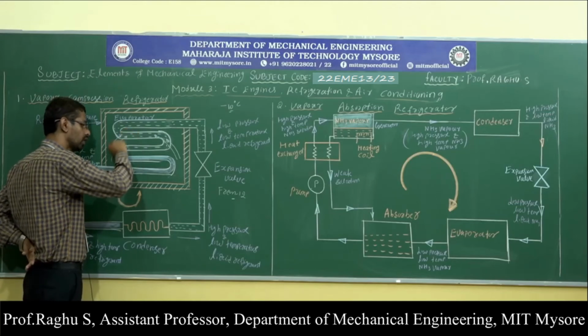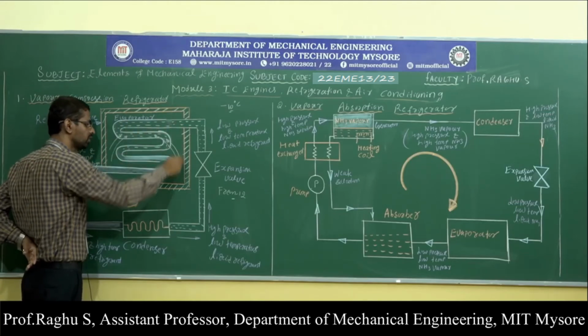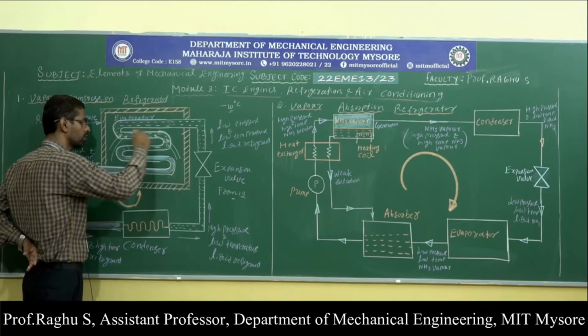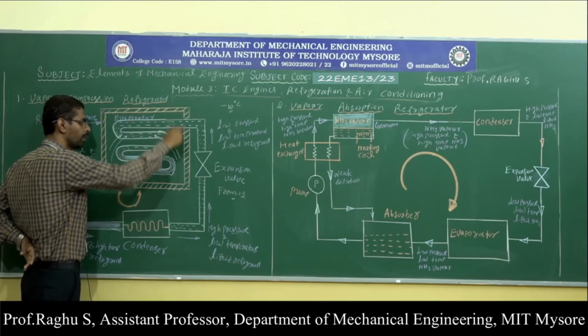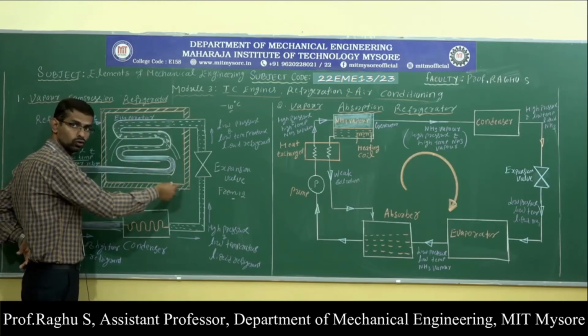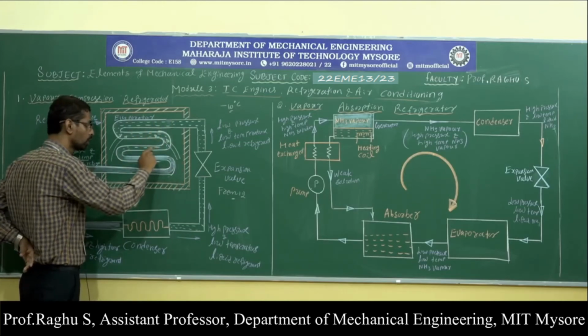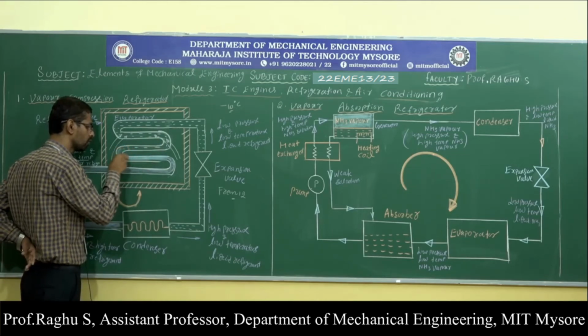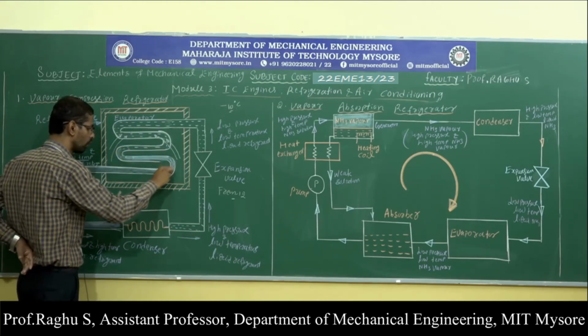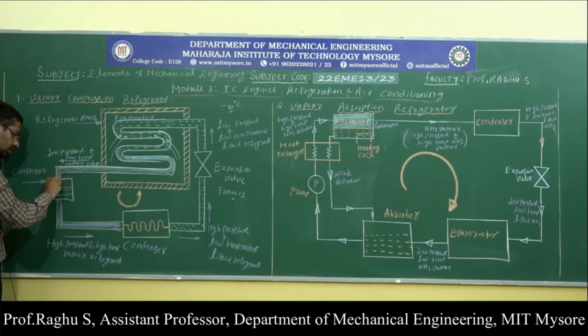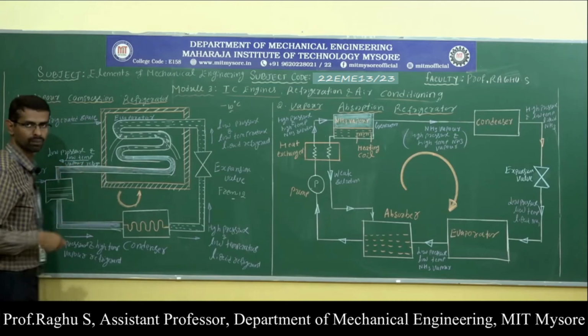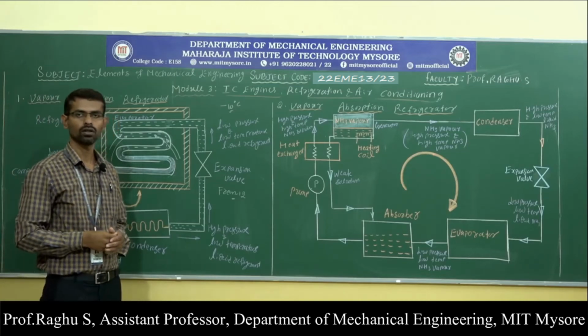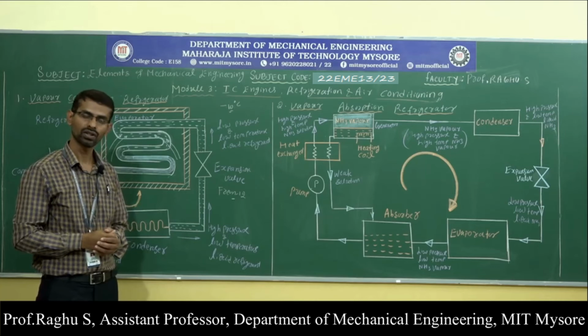This low temperature liquid refrigerant absorbs the heat from this chamber, and hence the temperature of the refrigerated space gets reduced to a lower value. Now due to heat absorption, this liquid refrigerant gets converted into vapor form. So this vapor form of refrigerant again enters into the compressor and the cycle repeats. So this is the working of the vapor compression refrigerator.